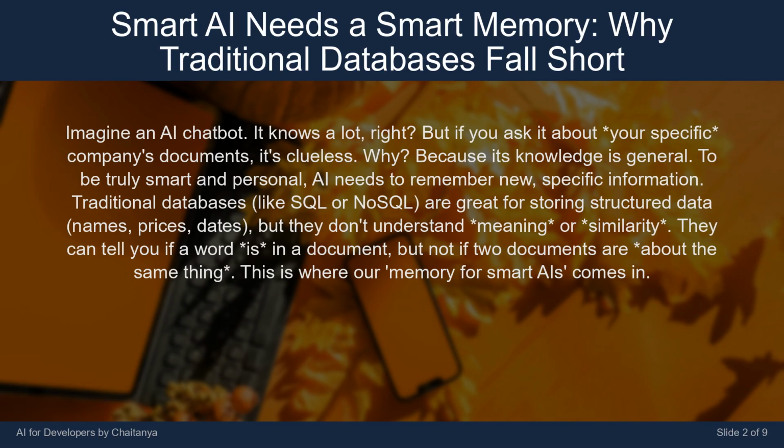Traditional databases, like SQL or NoSQL, are great for storing structured data, names, prices, dates, but they don't understand meaning or similarity. They can tell you if a word is in a document, but not if two documents are about the same thing. This is where our memory for smart AIs comes in.